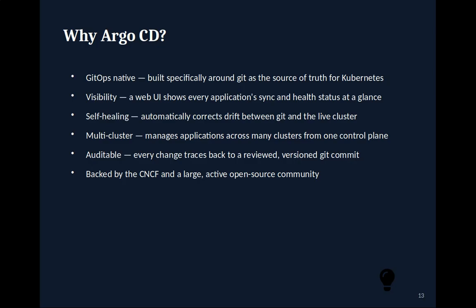Why ArgoCD? GitOps native, built specifically around Git as the source of truth for Kubernetes. Visibility: a web UI shows every application's sync and health status at a glance. Self-healing automatically corrects drift between Git and the live cluster. Multi-cluster: manages applications across many clusters from one control plane. Auditable: every change traces back to a reviewed, versioned Git commit. Backed by the CNCF and a large, active open source community.